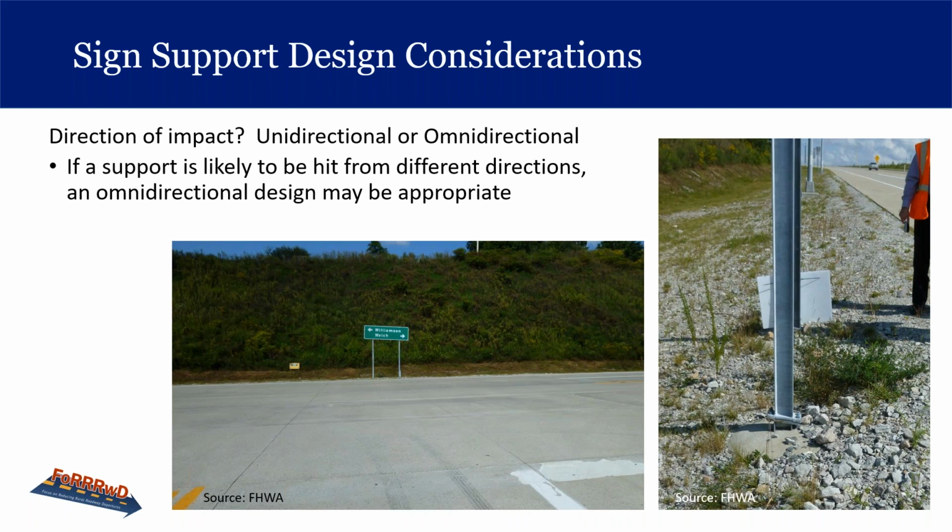So here's some sign support design considerations. You have to consider the direction of the impact, and it says unidirectional or omnidirectional. If a support is likely to be hit from different directions, an omnidirectional design may be appropriate. Large signs usually have multiple supports. This sign's at a T intersection. The slip base is not oriented for traffic on the main roadway.